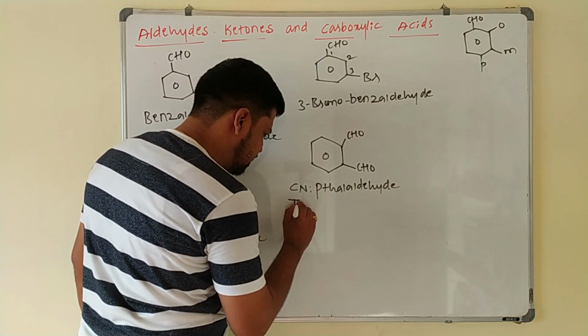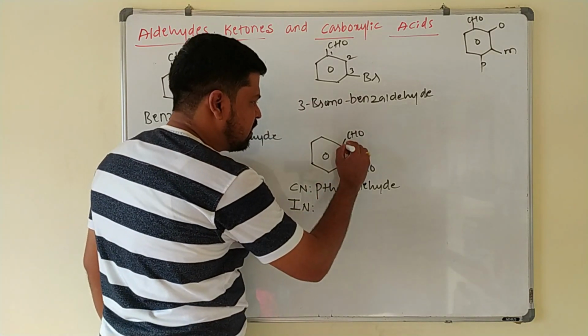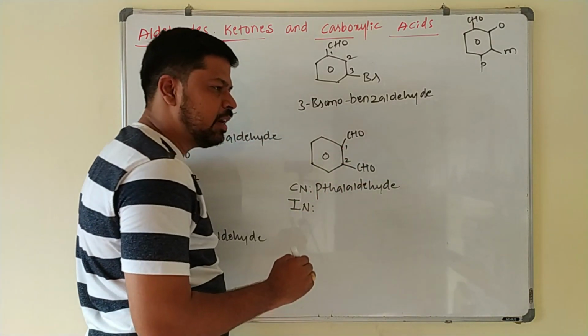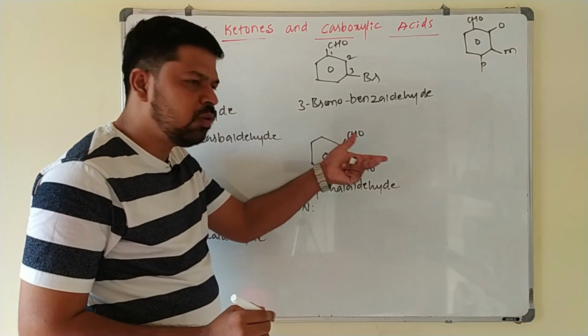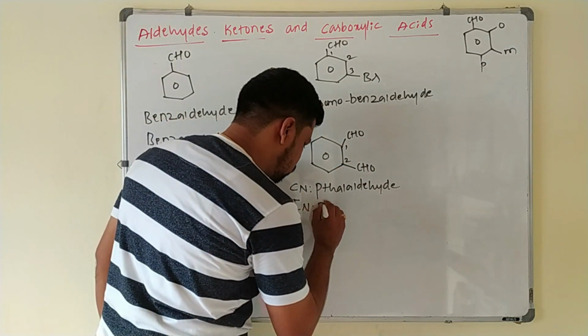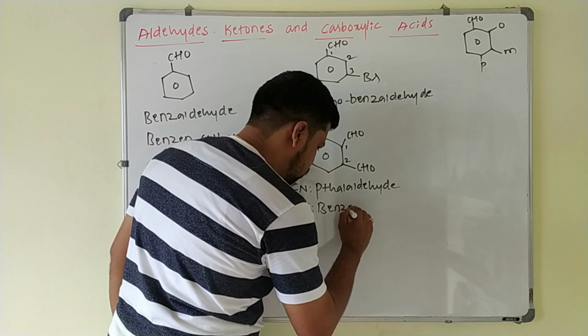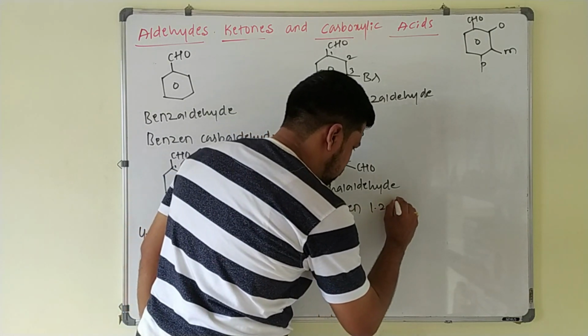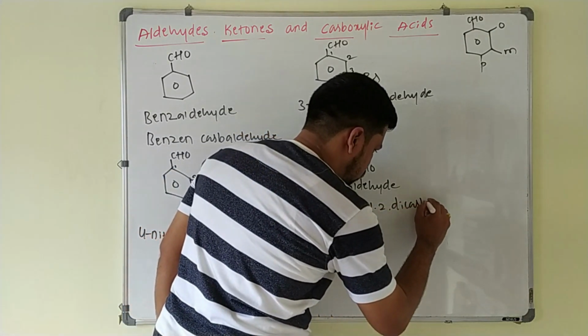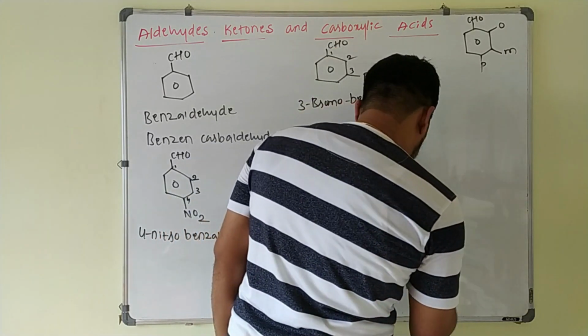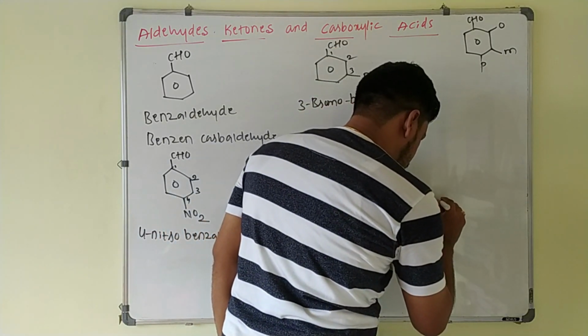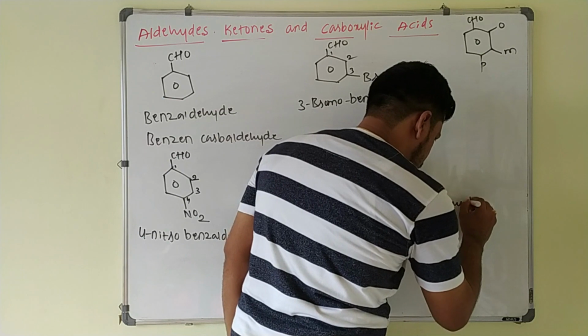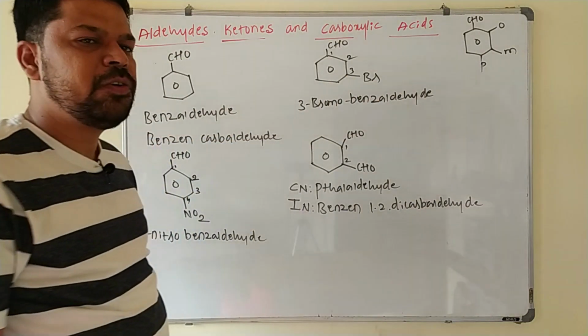And the IUPAC name of this one is what? This is the first position, and this is the second position. Benzene 1,2 dicarbaldehyde. Like this, you have to name here.